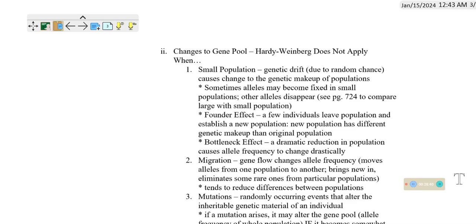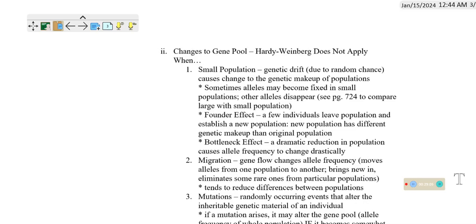The bottleneck effect is a dramatic reduction in population that may cause the allele frequency to change very drastically. Usually it's not that either of those effects, founder or bottleneck, are meant to have the purpose of changing the allele frequencies, but they do. All right, so Hardy-Weinberg doesn't apply in small populations.